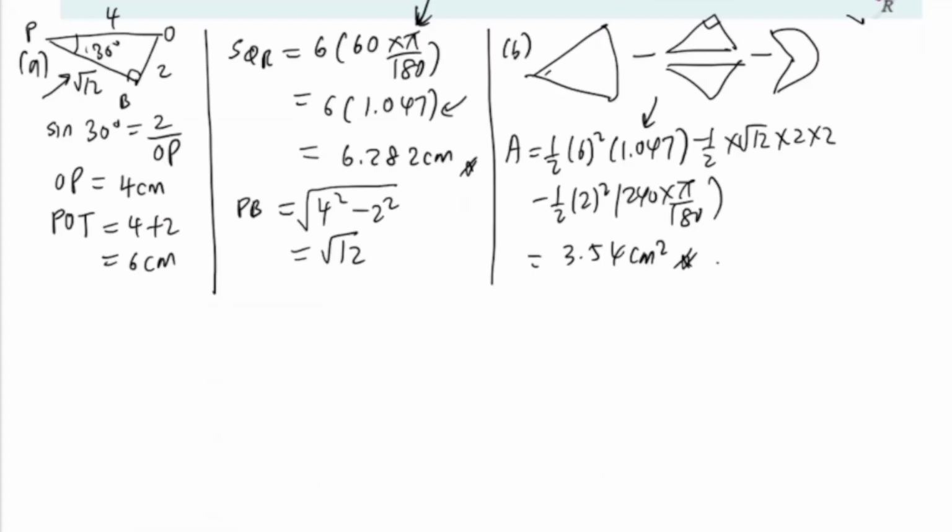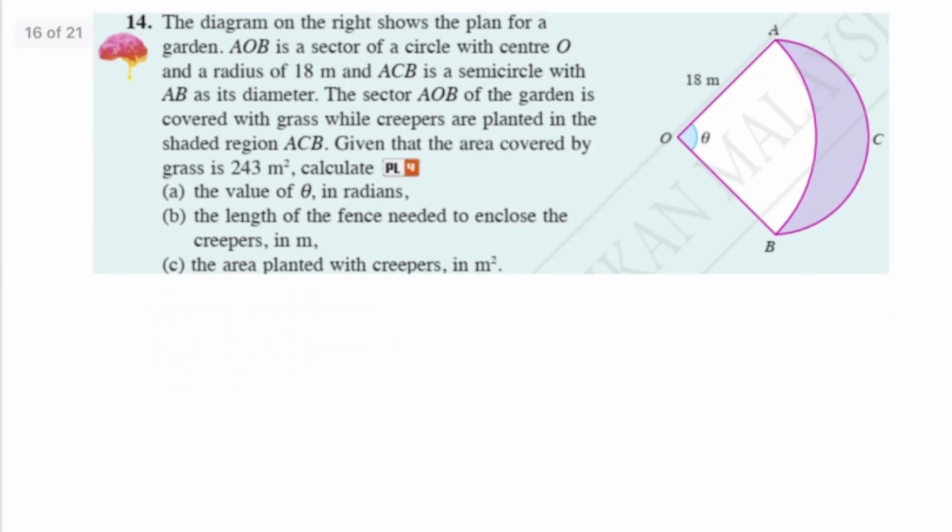Okay, let's move on to question number 14. Now the diagram shows the plan of a garden. AOB is the sector of a circle with center O, radius of 18. ACB is a semicircle. AB is a diameter. Sector AOB of the garden is covered with grass, while creepers are planted in the shaded region. So this is your grass and this is your creepers. Creeper sounds very creepy.